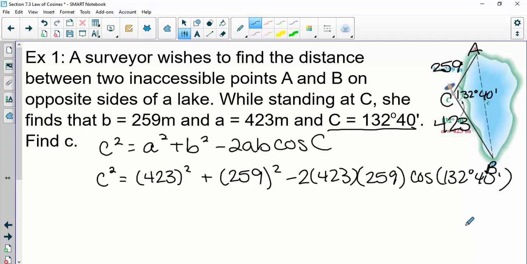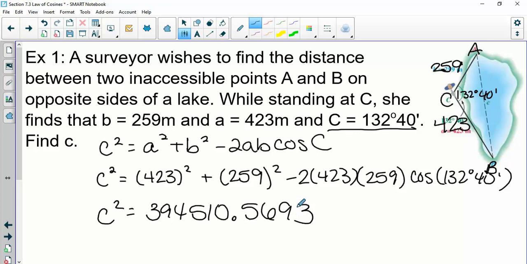Now keep in mind, the side you get is C squared. So to solve for C, we do a square root. Normally we would do plus or minus, but there's no need because the side couldn't be negative here. So C is 628.1 or 628 meters.